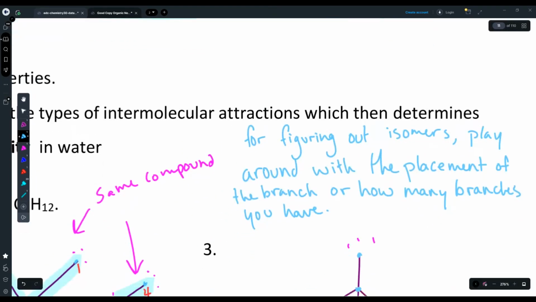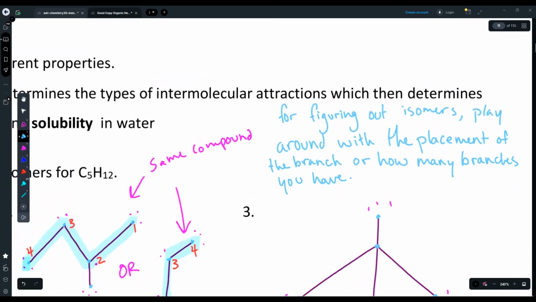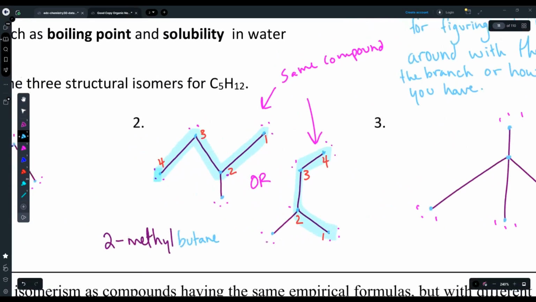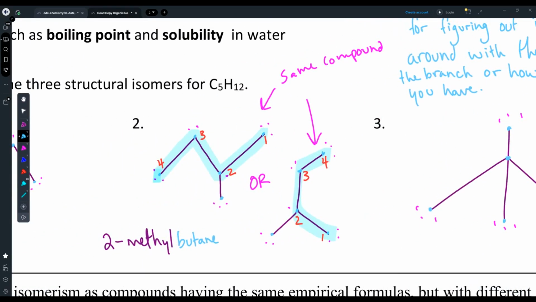Okay, and if you're trying to figure out, and you maybe have 2 different drawings and you're not sure if they're 2 different isomers or 2 drawings that look different but they're actually the same compound, try naming the compound to see if that helps you figure out whether your 2 drawings are different or the same. Kind of like with how we did for isomer number 2.